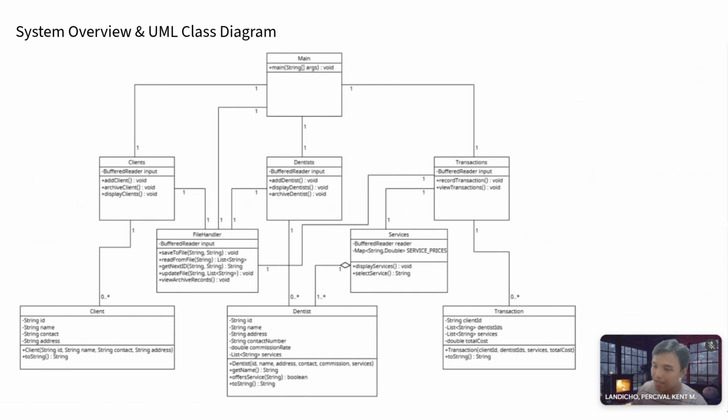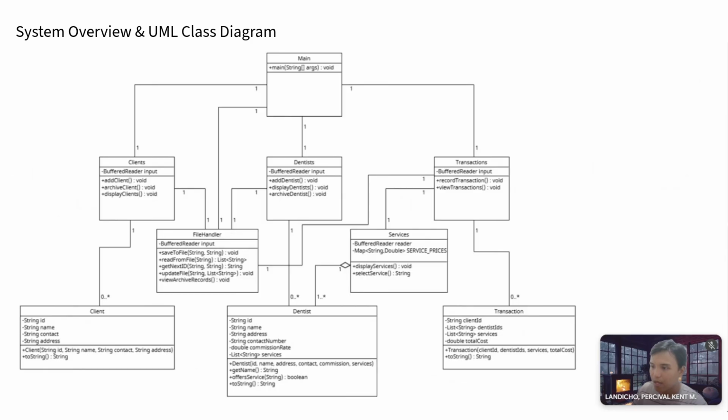The system offers the following features: adding and archiving dentist records, adding and archiving client records, recording transactions that link a client to a dentist and a selected service, viewing all active clients and dentists, viewing all transaction records, and viewing archive records for both dentists and clients. All data is stored and retrieved using text files managed by the file handler class.